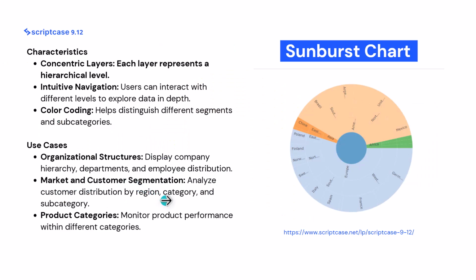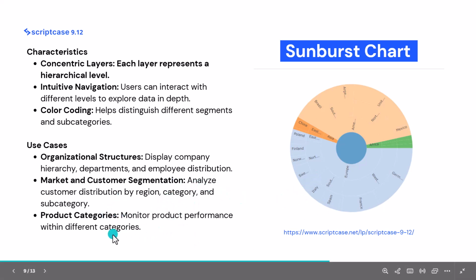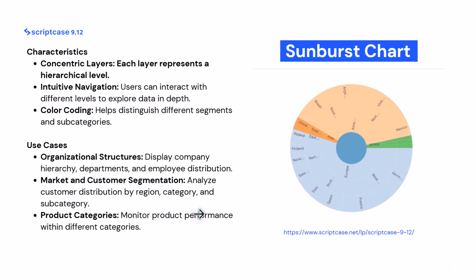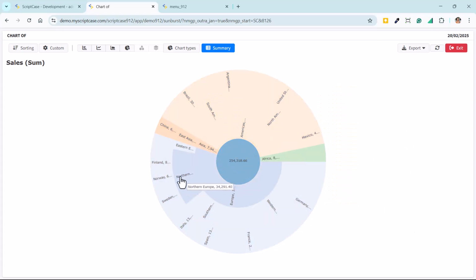Use cases: display company departments, as we saw, analyze customer distribution by region, monitor product performance. So you will always have these layers, and users can interact with the different levels to explore the data. And you also have colors that help distinguish different segments and subcategories, like in this case that we saw here, that we have continents, regions inside the continents, and the countries.